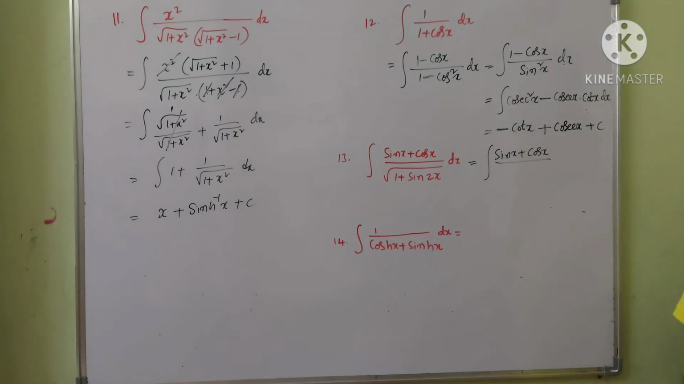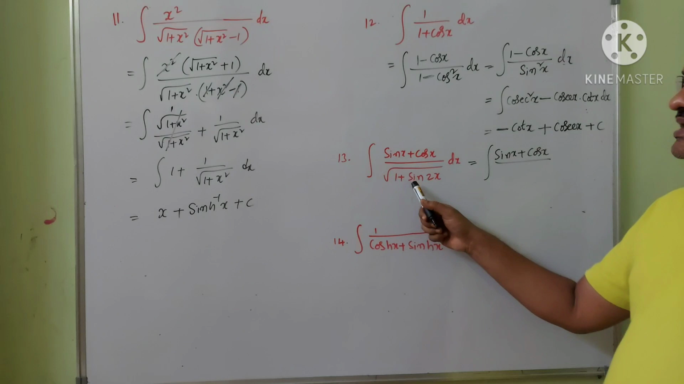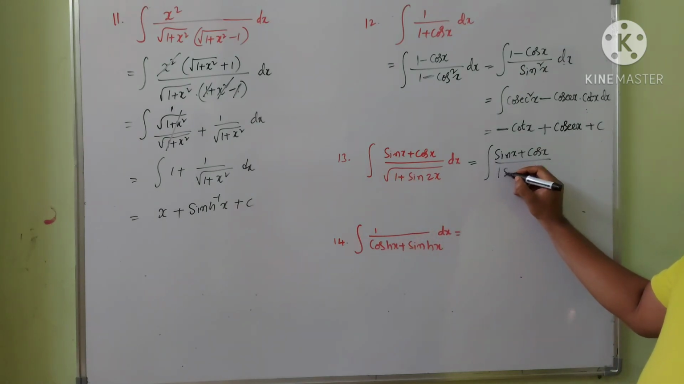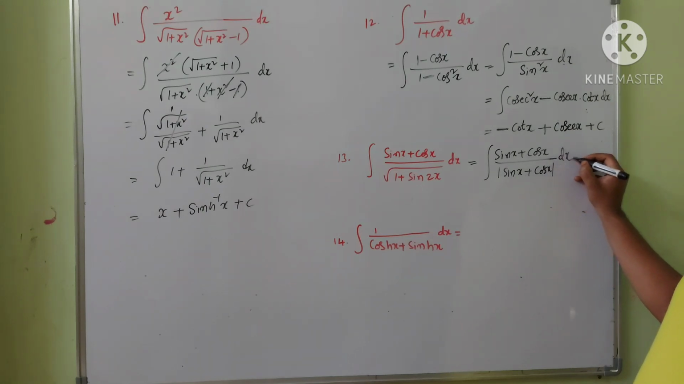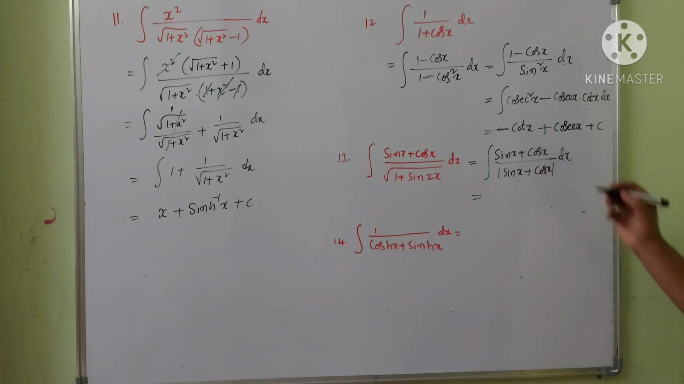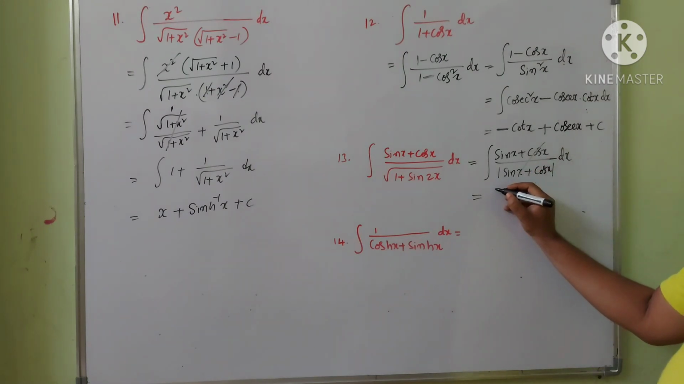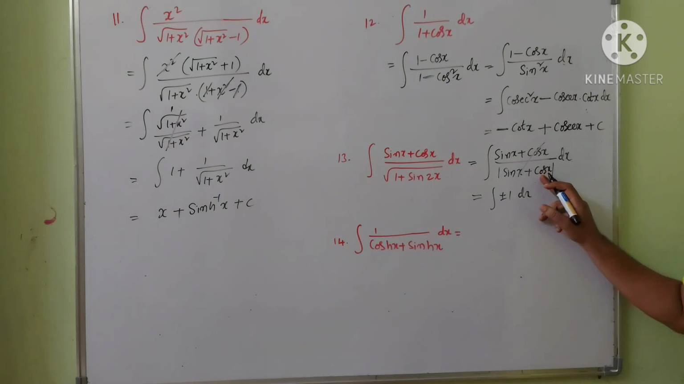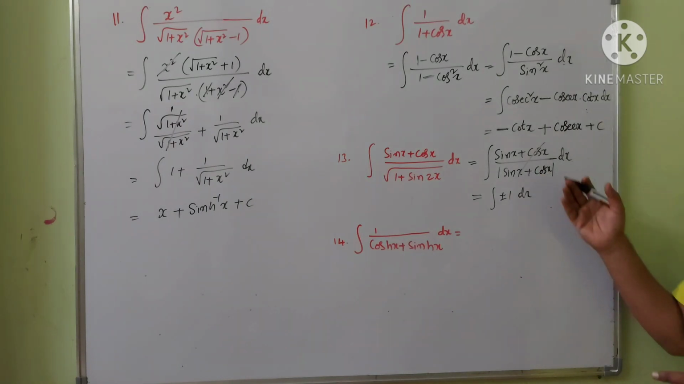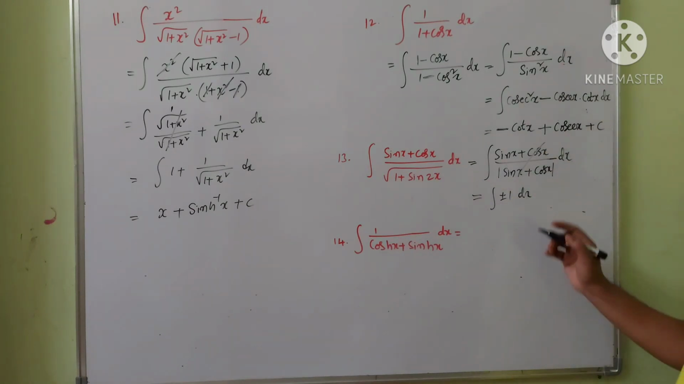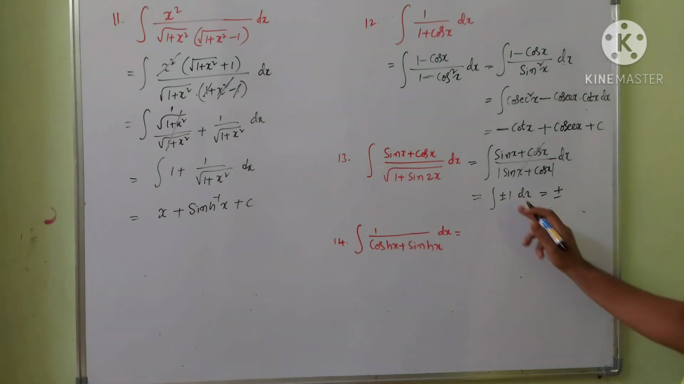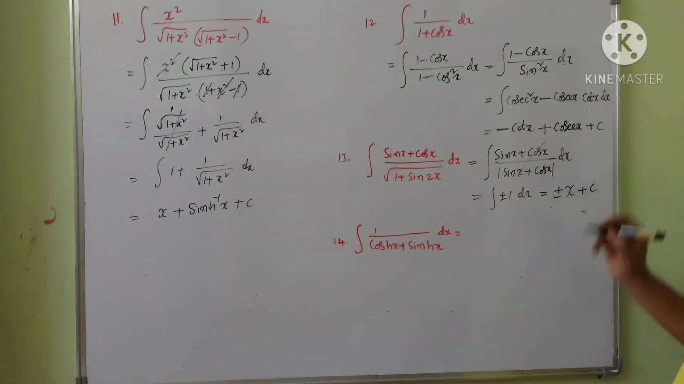Sin x plus cos x by root of 1 plus sin 2x. In the previous problem I told you root 1 plus sin 2x can be written as modulus of sin x plus cos x dx. The numerator and denominator get cancelled. You will get plus or minus 1. Mod means plus or minus 1. For some interval it becomes plus, for some interval it becomes minus. They get cancelled, you will get plus or minus 1. That means plus or minus 1 integration is x plus c.